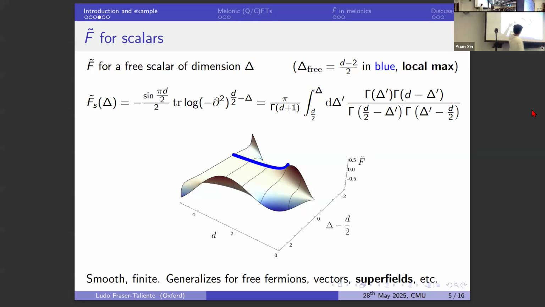And here's a nice picture of what it looks like. This is just for free scalars, but you can do this for anything. You can do this for free fermions, vectors, superfields, and indeed you do in the supersymmetric case. So in the supersymmetric case, what I'm calling F tilde extremization is either C, F, or A maximization in 2, 3, and 4 dimensions, in case you want to make the link there.